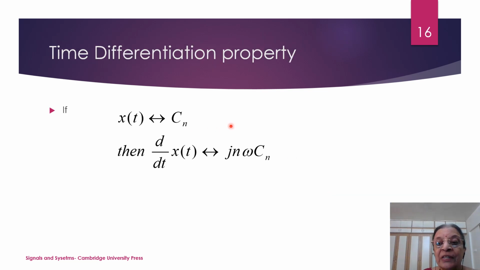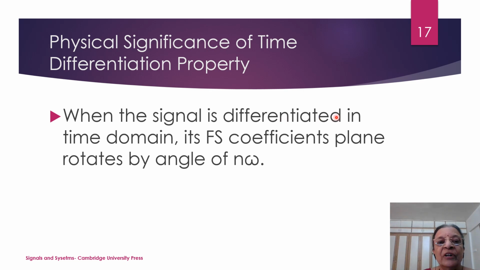Consider the property of differentiation in the time domain. If we have one signal and we find that another signal is a differentiated version of the first signal, then how do we find the Fourier series coefficients? We just have to multiply the Fourier series coefficients by j n omega. When the signal is differentiated in the time domain, its Fourier series coefficients plane rotates by an angle of n omega. So the entire plane will rotate by the angle of n into omega.